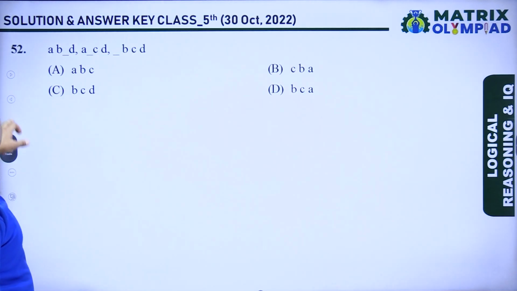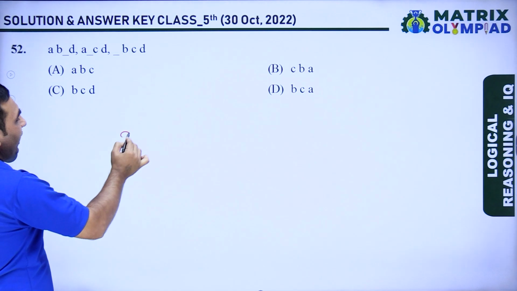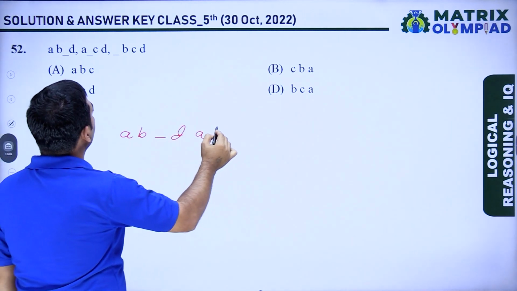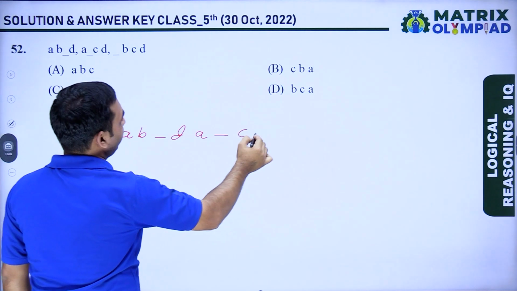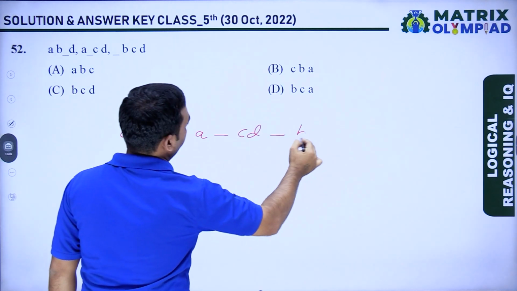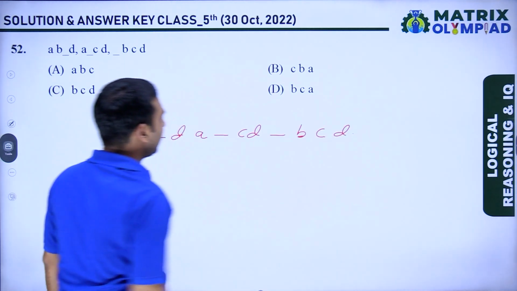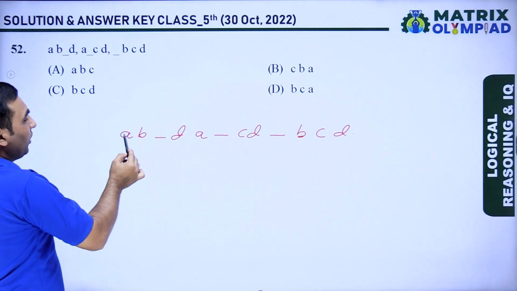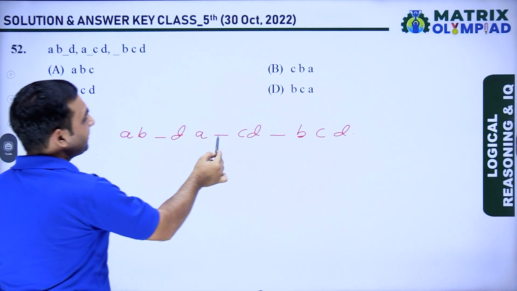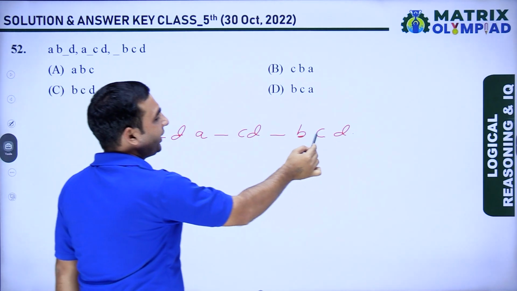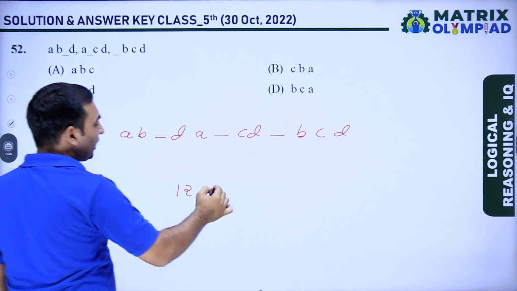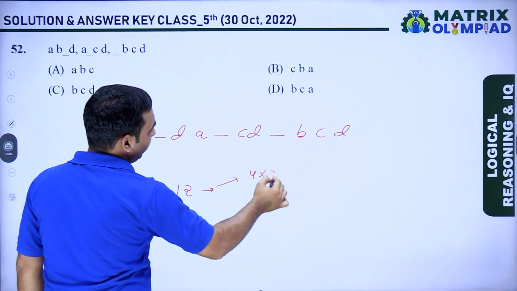The next question is a recurring letter series: A, B, dash, D, A, blank, C, D, blank, B, C, D. How many letters are there in the series? As you see, 1, 2, 3, 4, 5, 6, 7, 8, 9, 10, 11, 12. If we factor 12 letters, then you say 4 into 3.